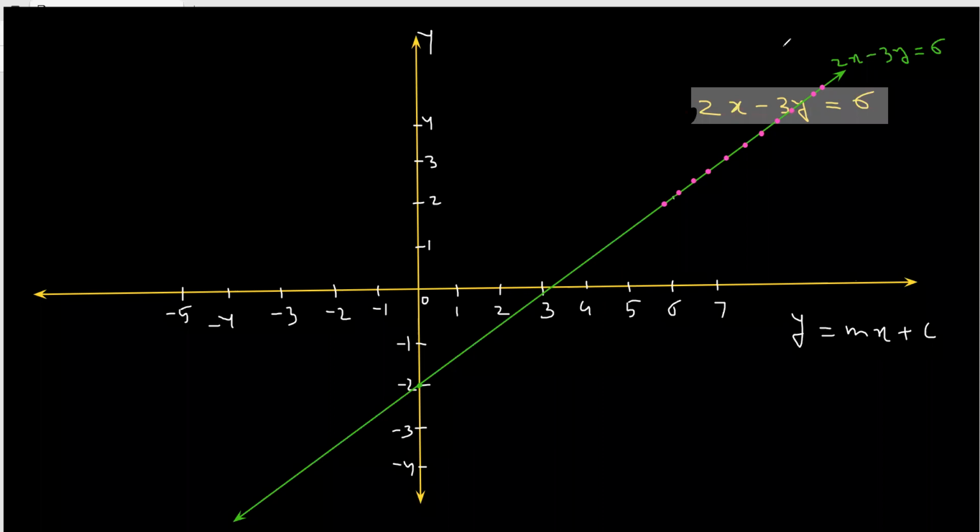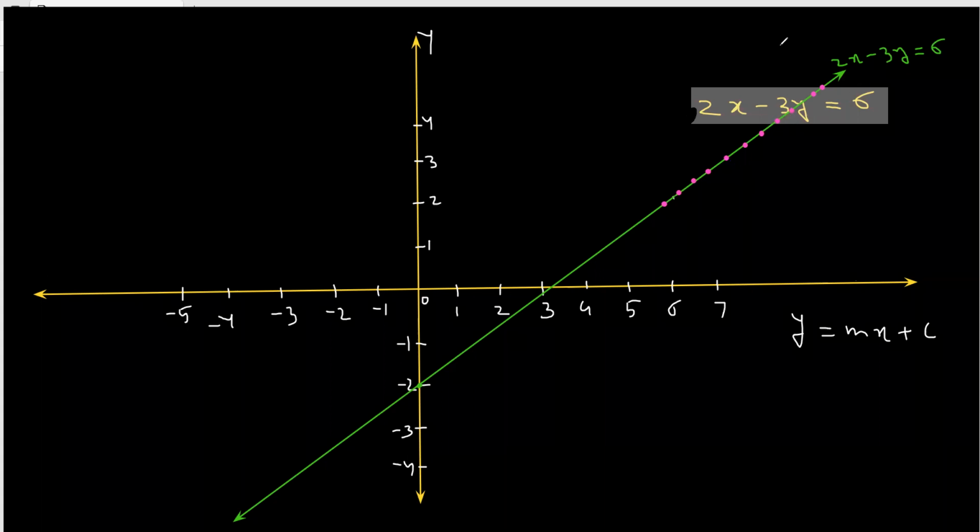You take any point on this line, it will have some x and some y, and the x, y coordinates of all these points will satisfy this equation. That is, 2 times this x minus 3 times this y will always be equal to 6. So, any linear equation represents a line on the 2D plane.